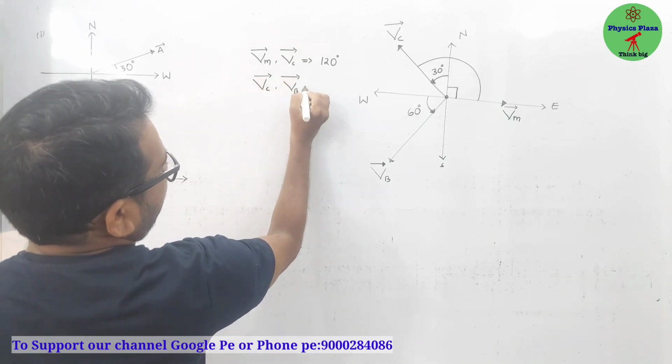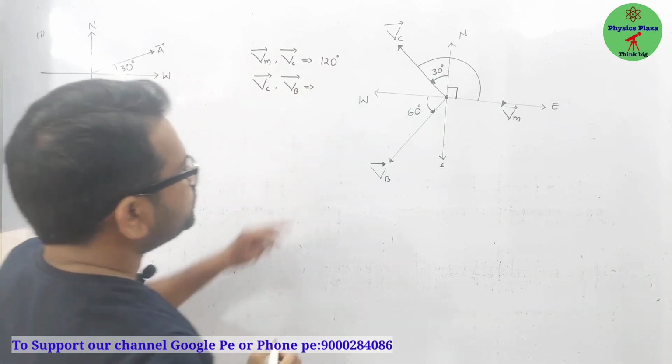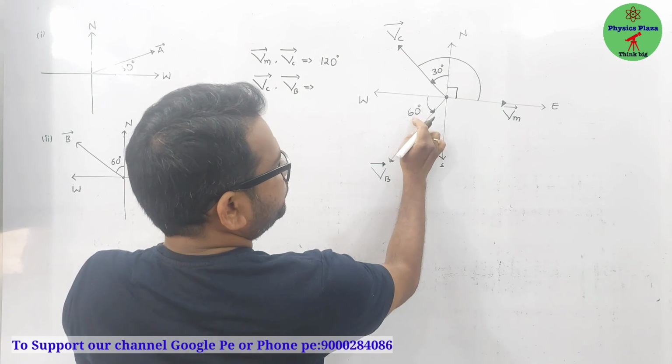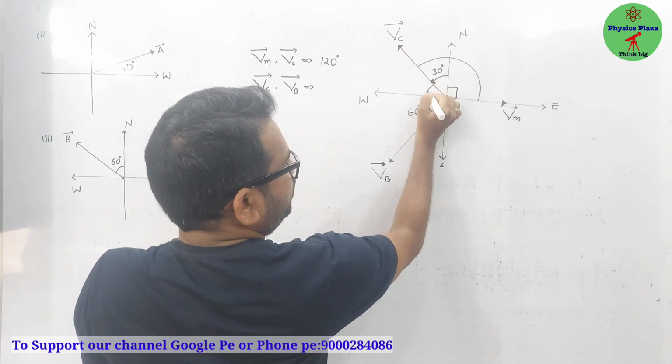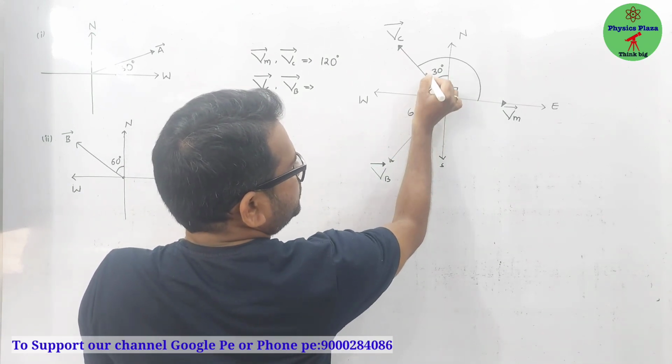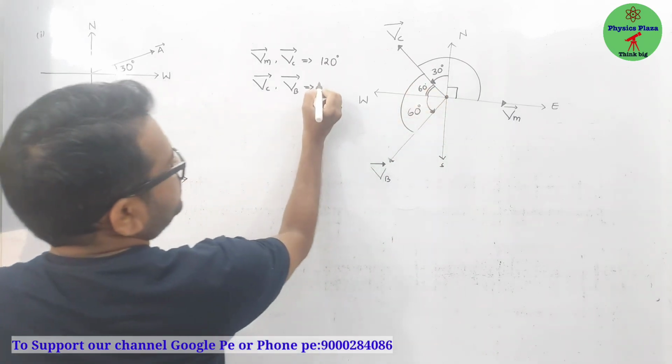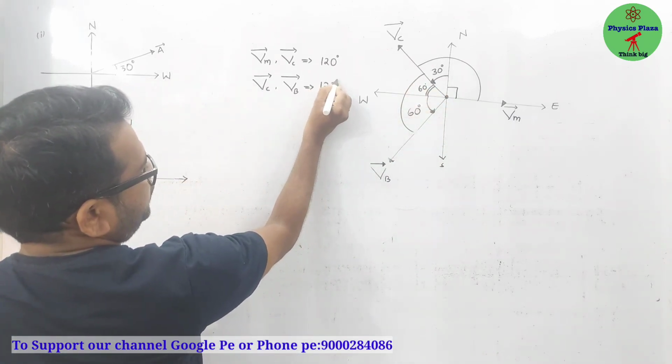Fine. Now what is the angle between the velocity of the car and the velocity of the bus? So this is 60, this is 30, so this will be how much, children? This is 60 again. So this total is 60 plus 60, yes, it is 120.